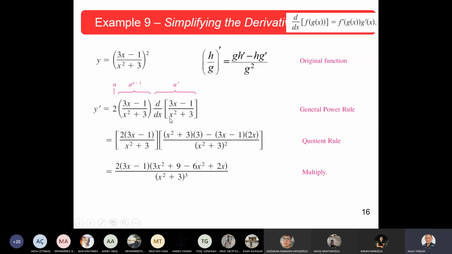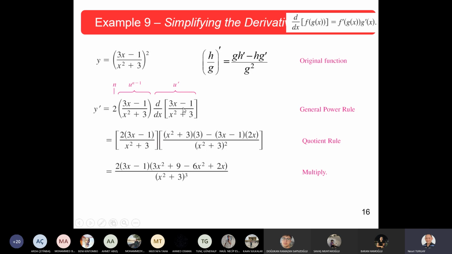So g times this is h prime. What is the derivative of 3x minus 1? 3. Minus, quotient rule formula. Now h is what? h was this one, 3x minus 1, times the derivative of g. The derivative of x squared plus 3 is what? 2x, over g squared, the square of what? g, this one.